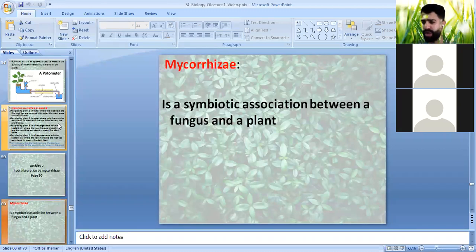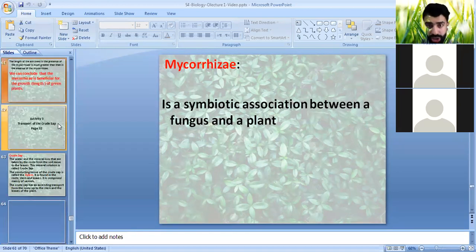What is the meaning of symbiotic? For example, we have Muhammad and Mahdi. They have a symbiotic relationship. What's the meaning of this? Meaning that Muhammad can give Mahdi an eraser and Mahdi can give Muhammad a pen. So this is called a symbiotic relationship, a relationship that depends on giving and taking substances.